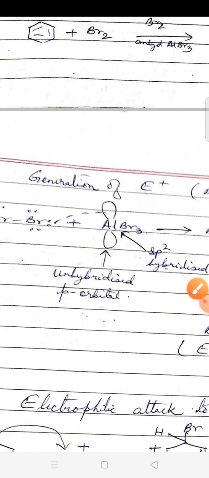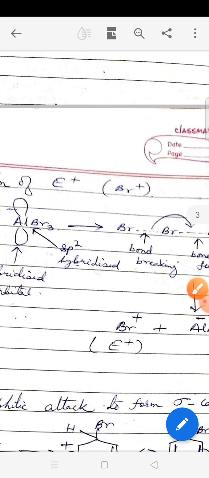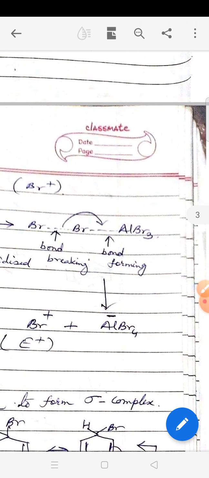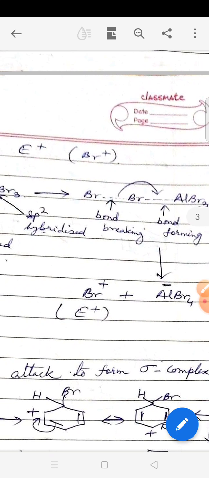And what happens? This Br-Br bond becomes weak. As you can see here, the bond between bromine and bromine becomes weaker, and we have written bond breaking, and the bond between bromine and aluminium becomes stronger, bond forming, because bromine has valency 1, it cannot form 2 bonds. So finally the bond between bromine and bromine breaks, and we get AlBr4 minus, minus because 1 pair of electrons we are getting from bromine. And this Br is left with a positive charge, and that's how we are successfully capable of generating the electrophile.